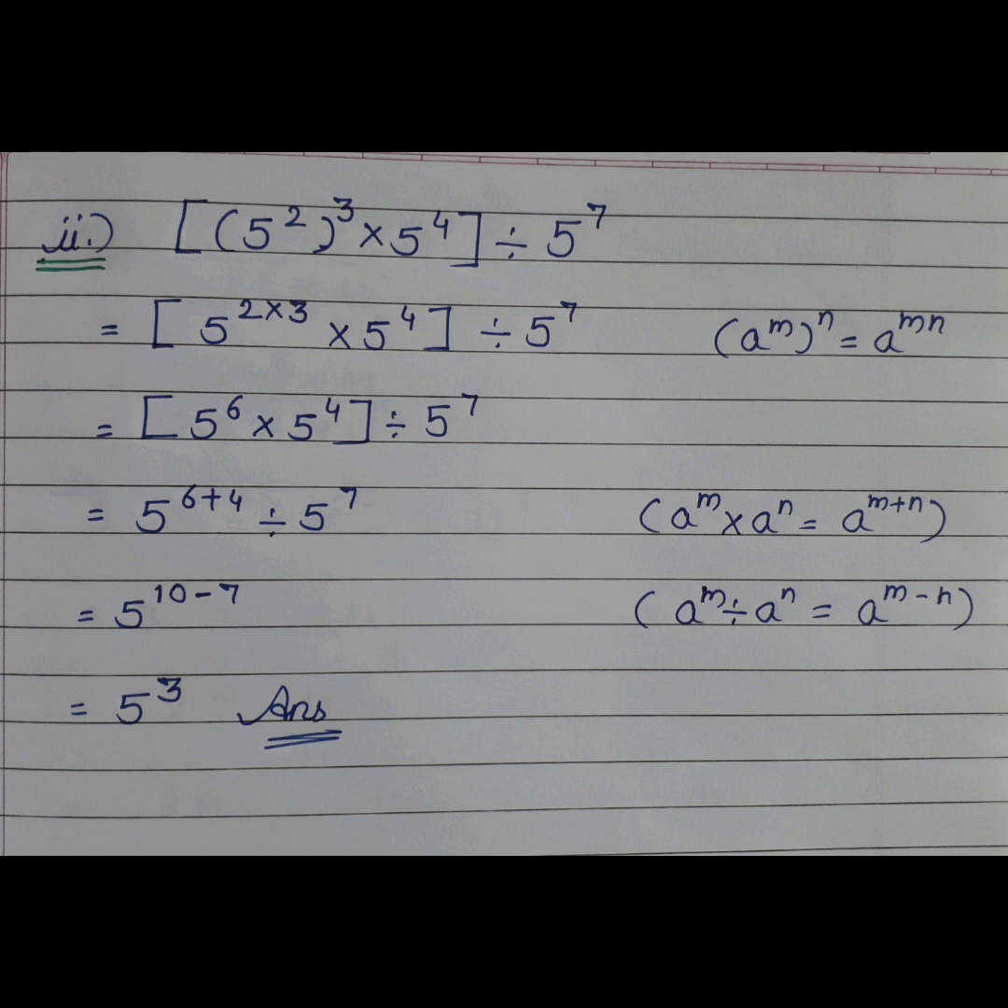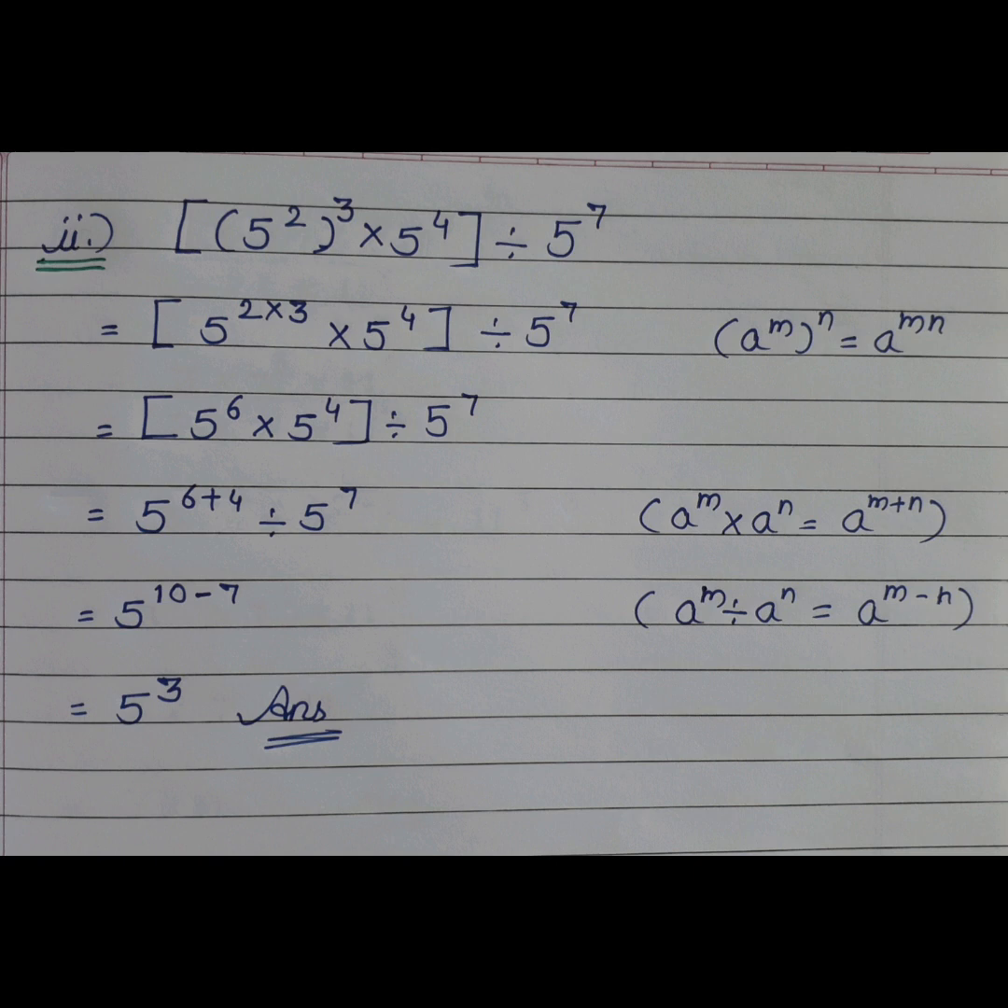We will write it as, in brackets, 5 to the power 2 multiplied by 3 into 5 to the power 4, brackets closed, divided by 5 to the power 7. Then we will simplify this. It will become 5 to the power 6 into 5 to the power 4 divided by 5 to the power 7. Now when the base is same and it is multiplication, then the powers will be added. This is the second rule. So it will become 5 to the power 6 plus 4 divided by 5 to the power 7.